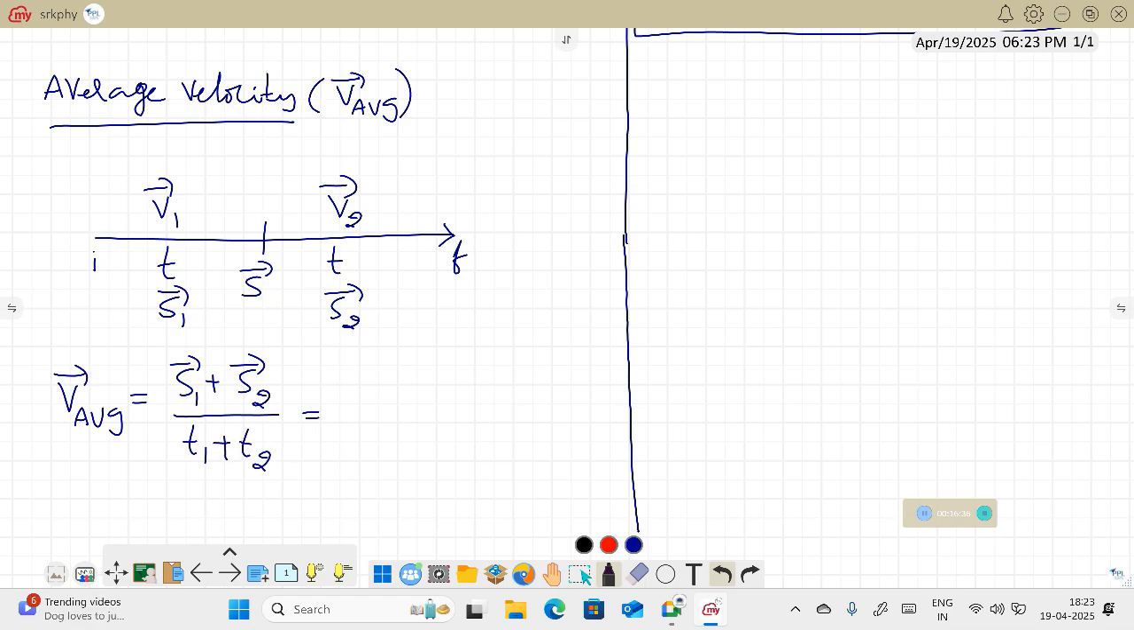Understand? It is same like previous, but there is a small difference. That difference also you need to understand here. That's why I'm explaining this. So this is the starting point now. This is the ending point.